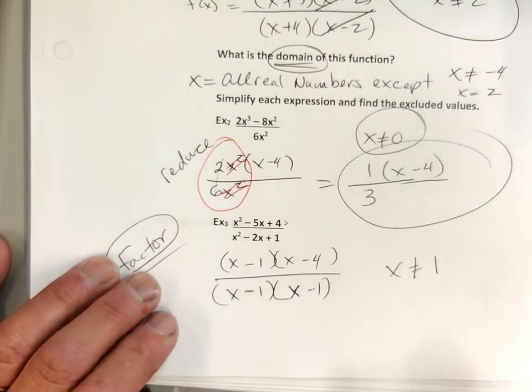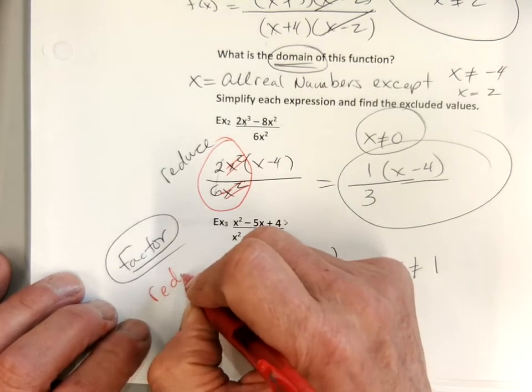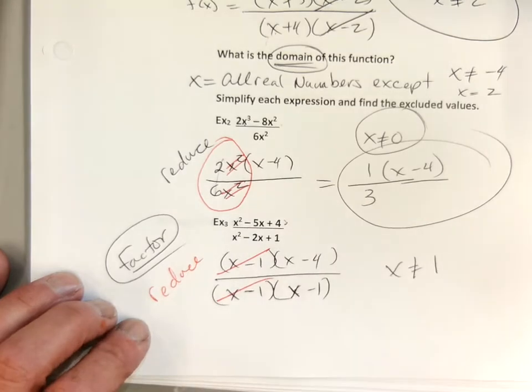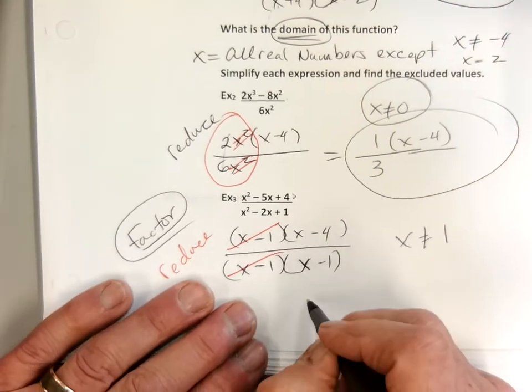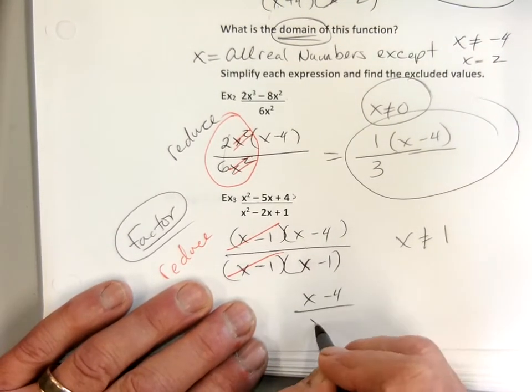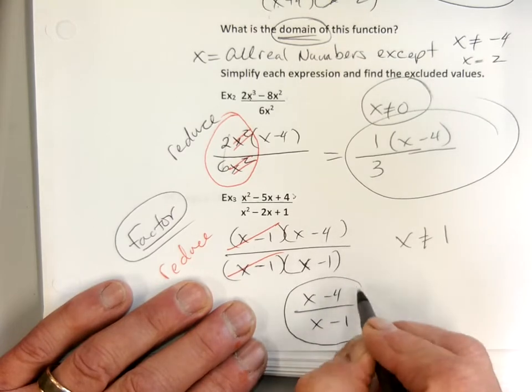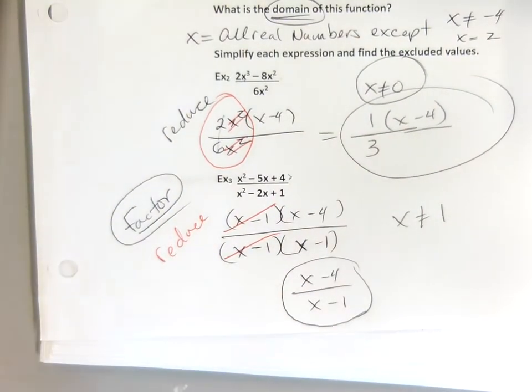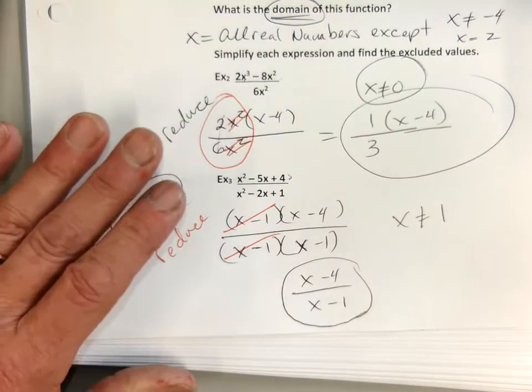Now I want to reduce it. So I factored it. Now I want to reduce it. Well, that's easy. I just cancel that with that. And my answer is going to be x minus 4 over x minus 1. What do you think? If you can factor, it's not too bad. You guys agree? Okay.